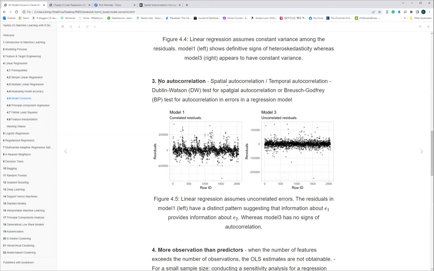Actually, when we say no autocorrelation in the regression model, the basic assumption is that every observation in the data set is independent, and exclusive of one another. That means the outcome of one observation does not affect the outcome of the other observations. That's the basic assumption of linear regression. That means there is no autocorrelation among the observations. That's how we interpret this in modeling, and we have to keep this effect in mind, okay?